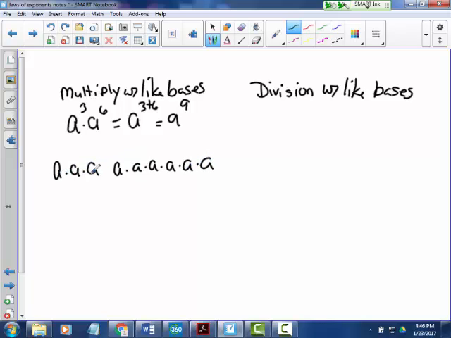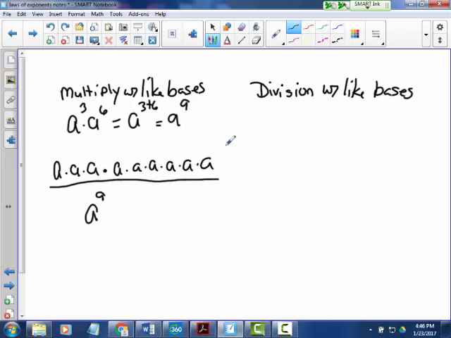Okay, so we have 3 a's and 6 a's, and altogether we have how many a's? Oh, 9, right? And we're multiplying these 3 times these 6. Okay, so that's why we can simply say a to the 9th power.